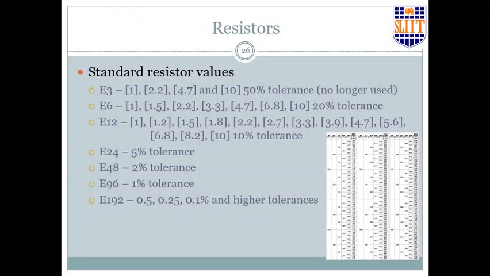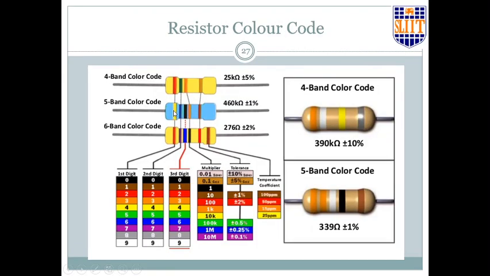And then the next one is the 6 band color code. It is similar to the 5 band, but you have an additional 6th color, which gives you the temperature coefficient. Temperature coefficient is how much the resistance changes per degree Celsius change. It says 100 parts per million, 50 parts per million, 15 parts per million, 25 parts per million. Now what does that mean?